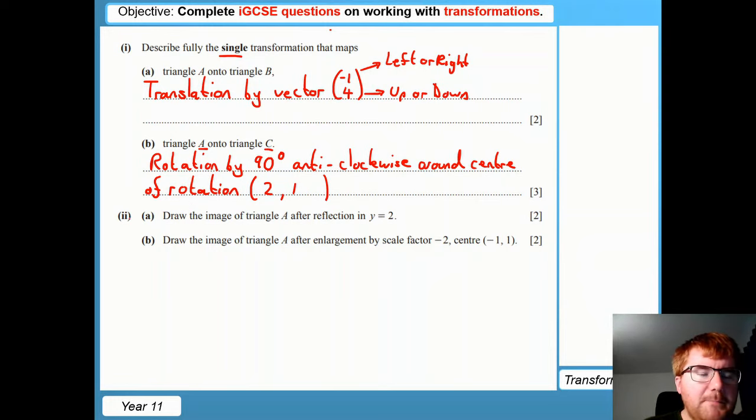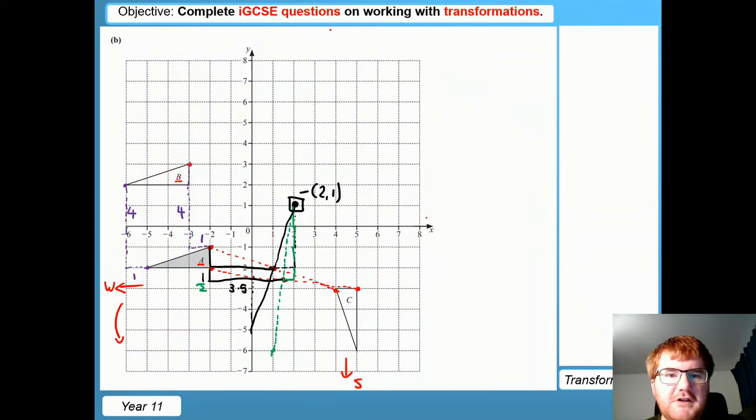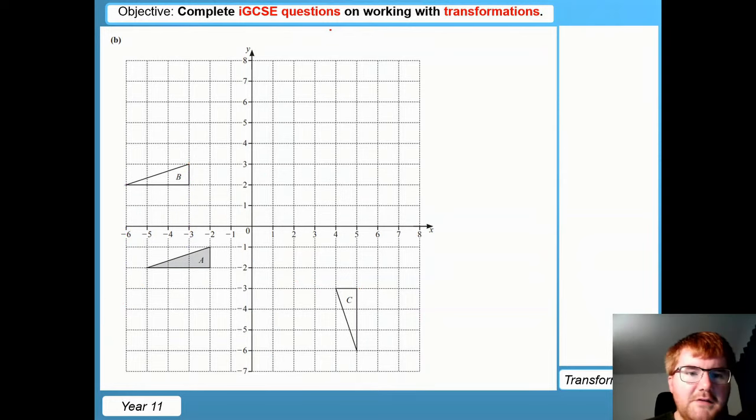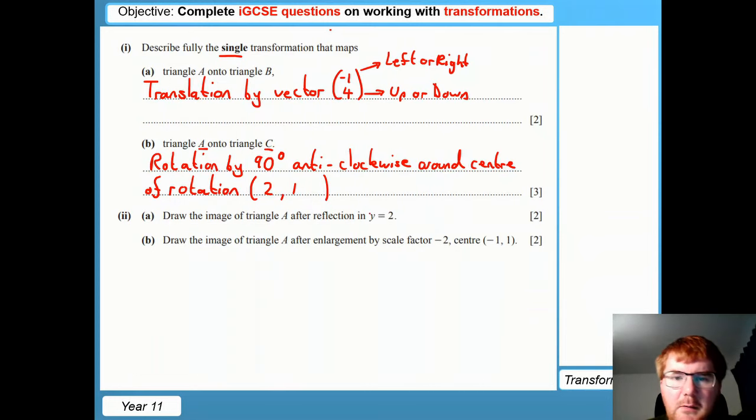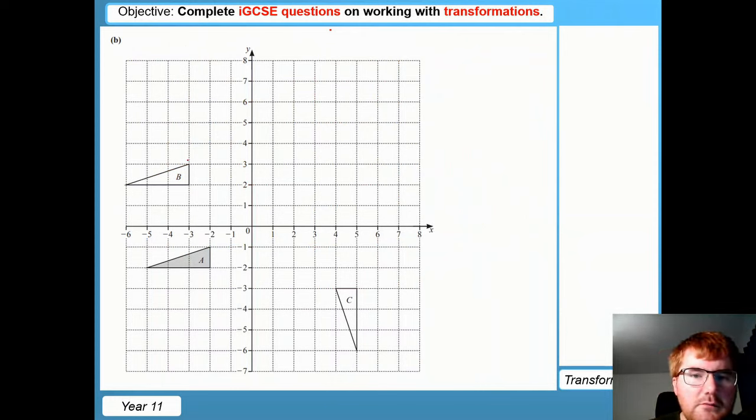Now, on to part 2 here. We need to draw the image of triangle A after the reflection in the line y equals 2. Now, I'm just going to clear the screen so we've got a bit of room to work with. So we're going to reflect the shape A in the line y equals 2. Wherever you see a y equals line, this is going to be a horizontal line. If it's x equals, it'll be a vertical line. So we go y equals 2. So I'm going to draw a dotted line all the way across.